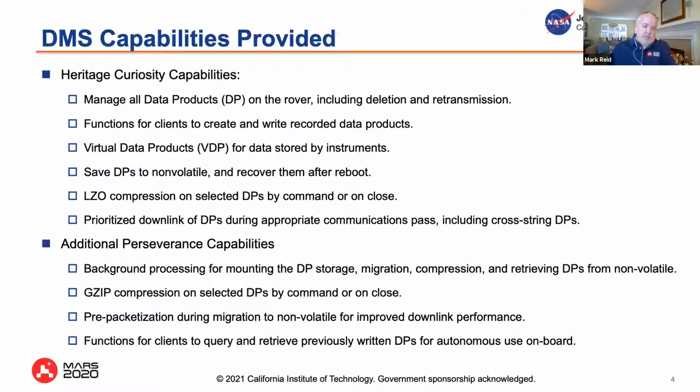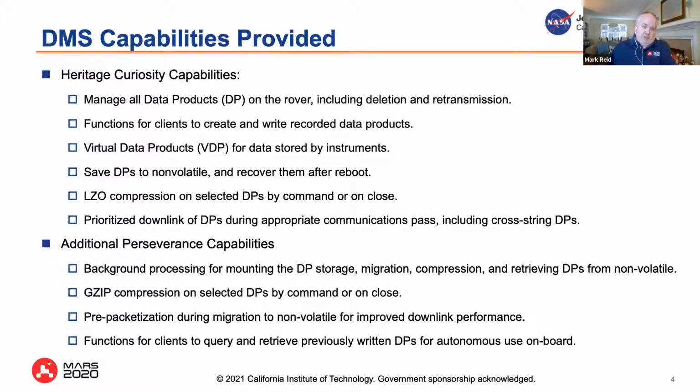The fourth major capability here is saving data products to non-volatile and recovering them after reboot. And this is exactly what it says. As data products are closed or saved by the clients, they get migrated off to non-volatile, and then the rover will go to sleep at night and recharge its batteries. The instruments could still be taking data while the rover is sleeping. And then when the rover wakes up, it reconstructs its catalog and continues operations.